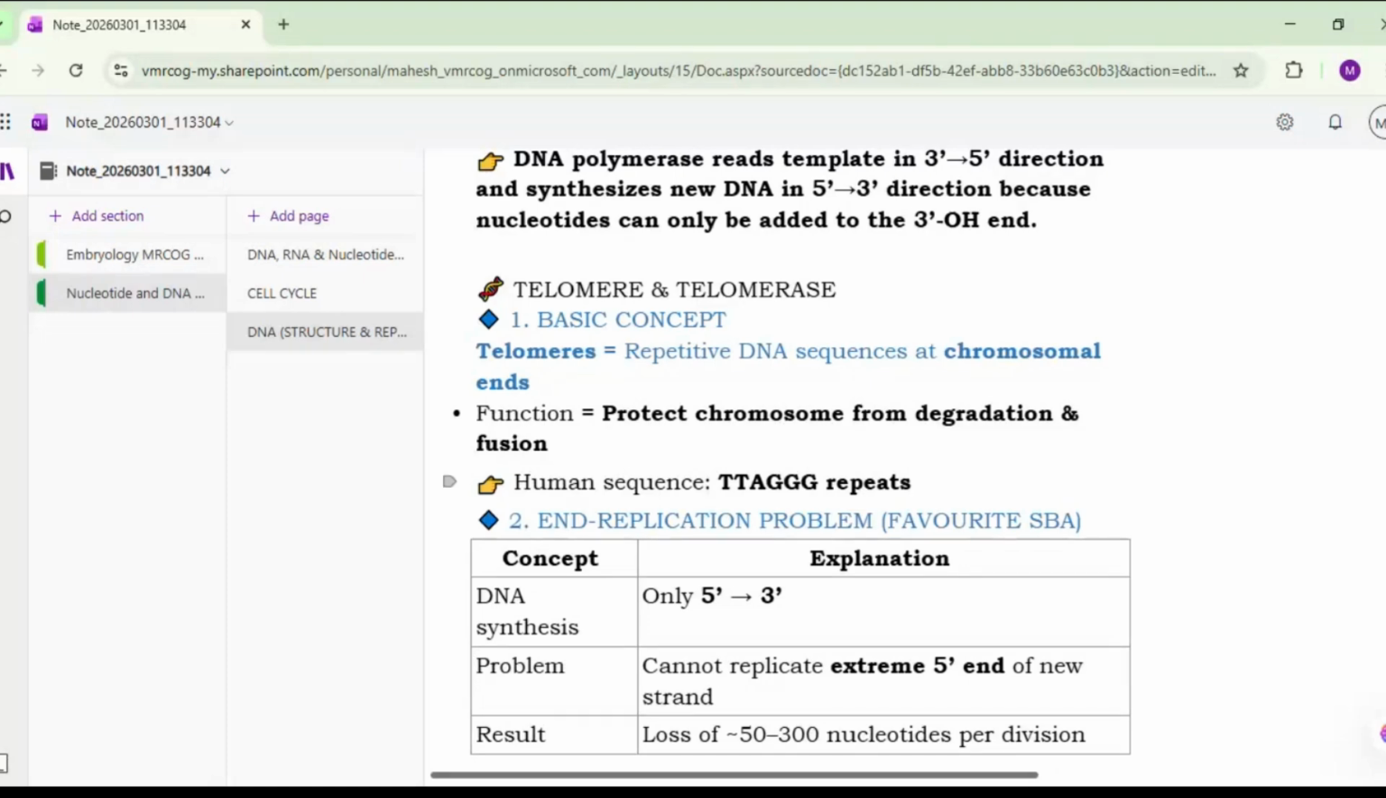In humans, this sequence is TTAGGG. Remember, 2 T's, 1 A and triple G. Okay. So TTAGGG. If you remember, there are 2 T's and triple G.